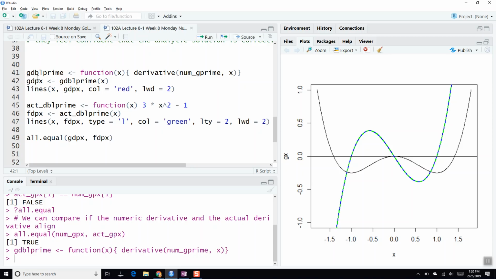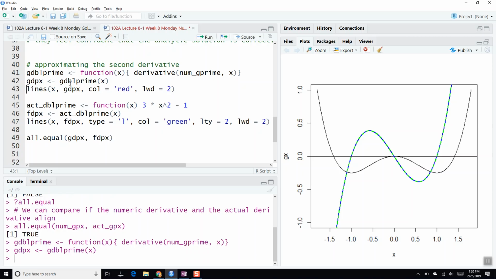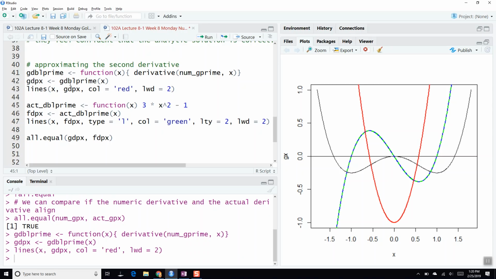We can say, all right, what's the second derivative? So this is approximating the second derivative. Apply the derivative function to numeric g prime, calculate the second derivative on all of these things, and then let's go ahead and graph that. As we might expect, the derivative of a cubic function, a third order polynomial, is going to be a quadratic or second order polynomial, which is what we have now.